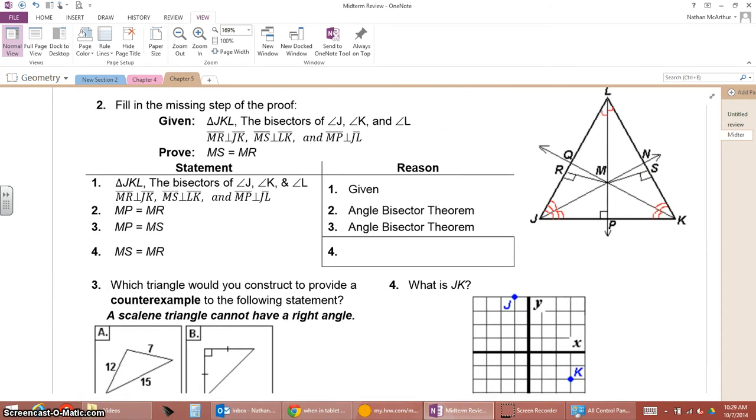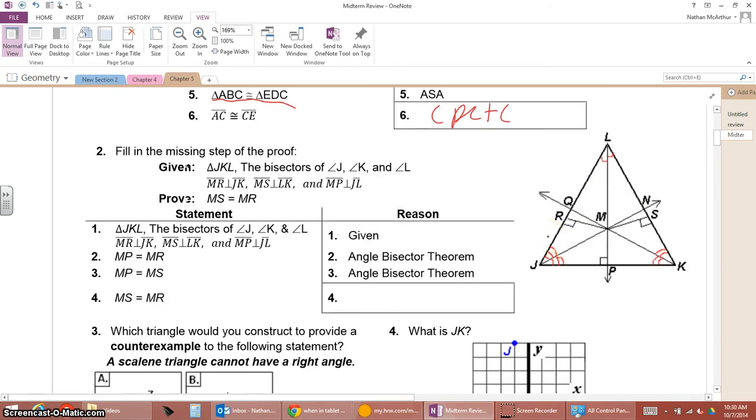Problem number 2, find the missing step in the proof. So step 4 is what's missing. Oh my goodness, so much is going on here. We've got triangle JKL, and we've got the angle bisectors of all these pieces. Then we've got MR's perpendicular. We've got lots of perpendicular lines going everywhere. We're trying to prove that MS, here's MS, is congruent to MR. We're trying to prove those two are congruent. I'm not going to mark them that way yet because that's what I'm trying to get to.